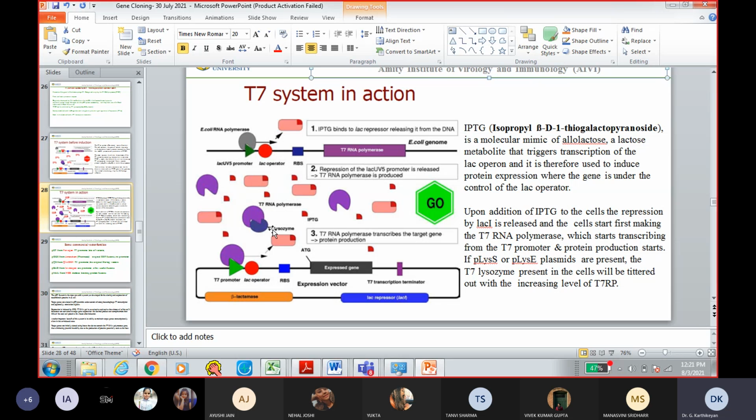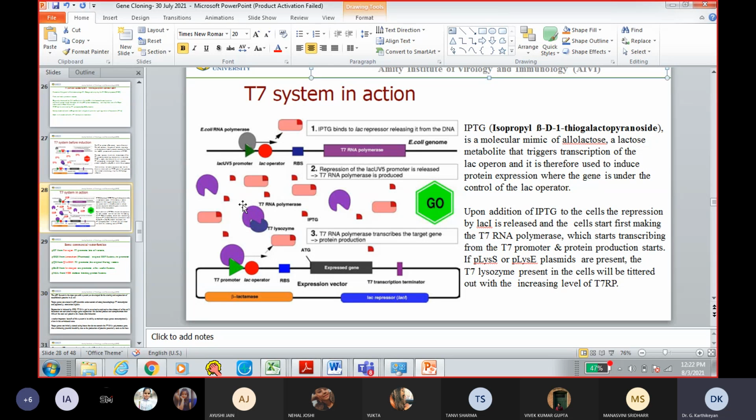So what people have done is to also express T7 lysozyme. Okay. All of you must be familiar with lysozyme, which is used during the lysis of bacterial cells. This lysozyme also has another property of binding to T7 RNA polymerase, and it prevents the RNA polymerase from binding to your pET expression vector.